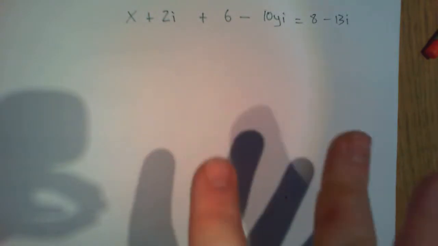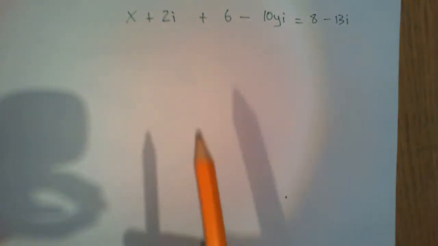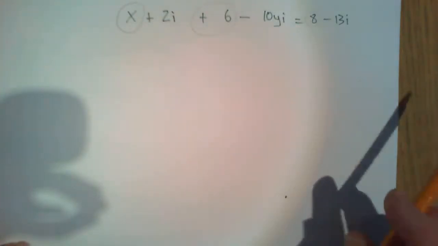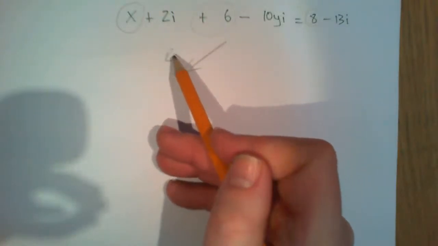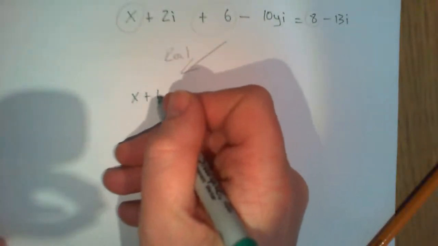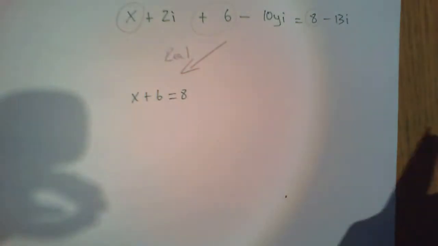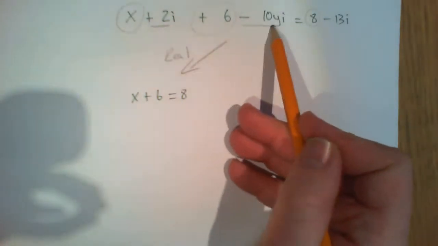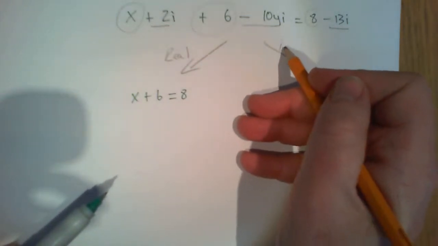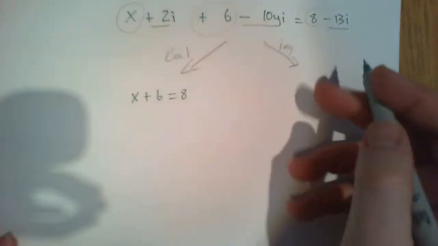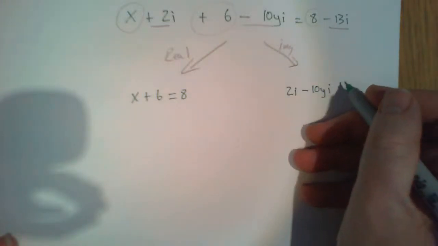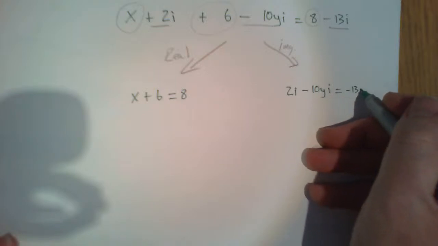So first things first, real to real. I'm going to identify all my real bits. That's real, and that's real. So now they're going to go to the real side. So I have x plus 6 equal to 8. And now I'm going to identify my imaginary bits, and they're going to go to the imaginary side. So I have 2i minus 10yi equal to minus 13i.